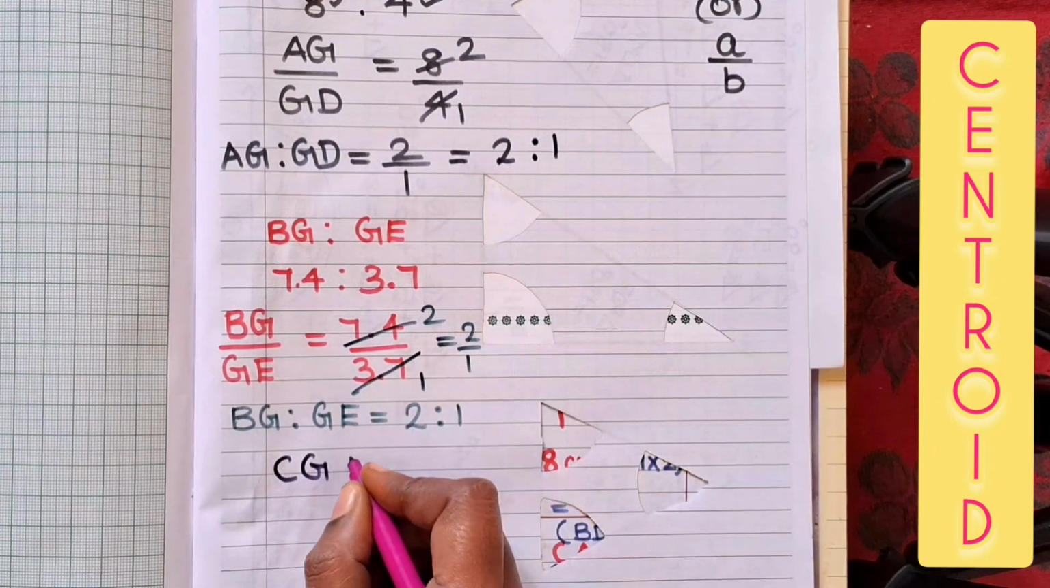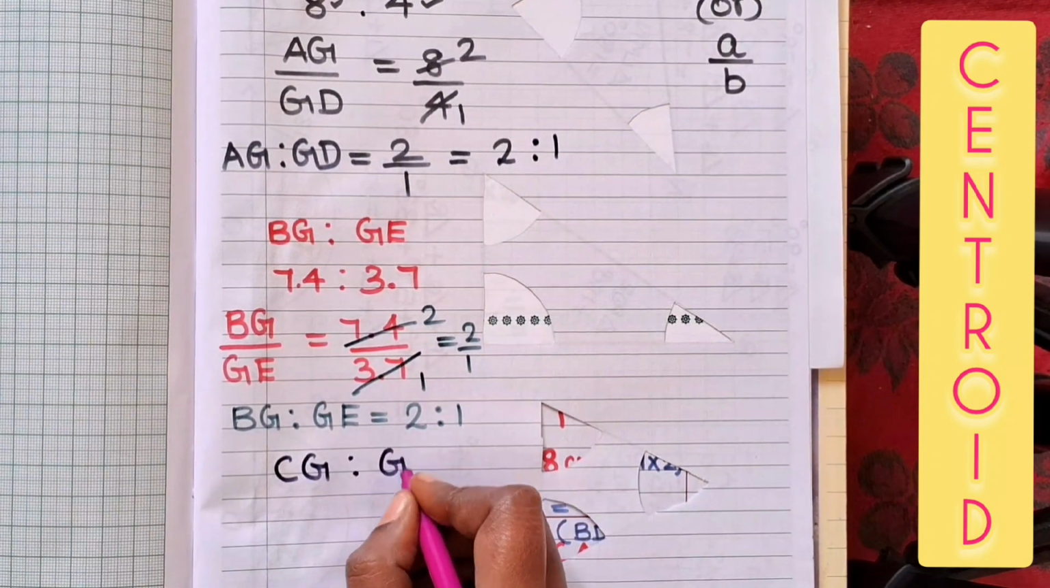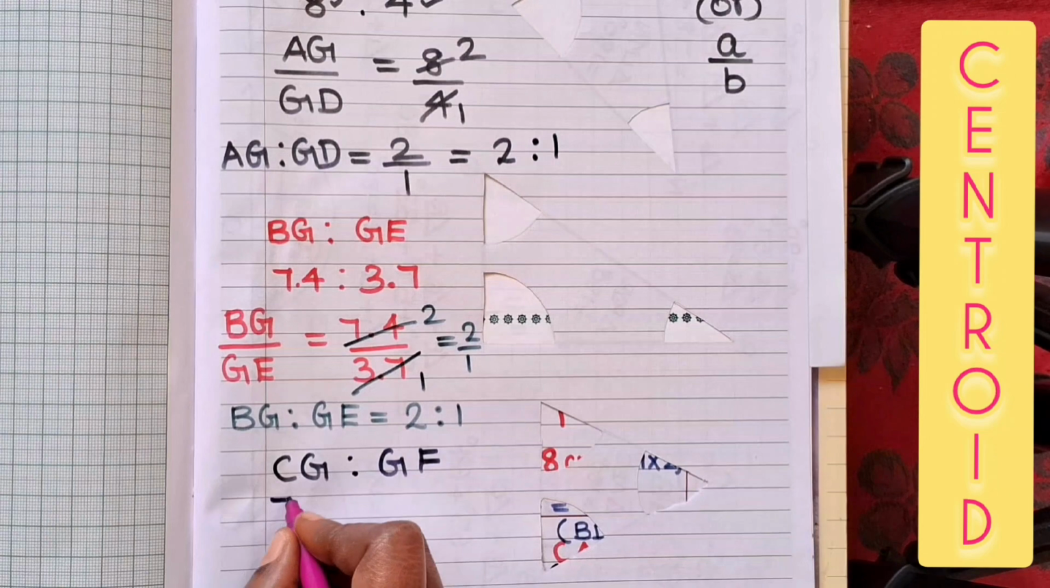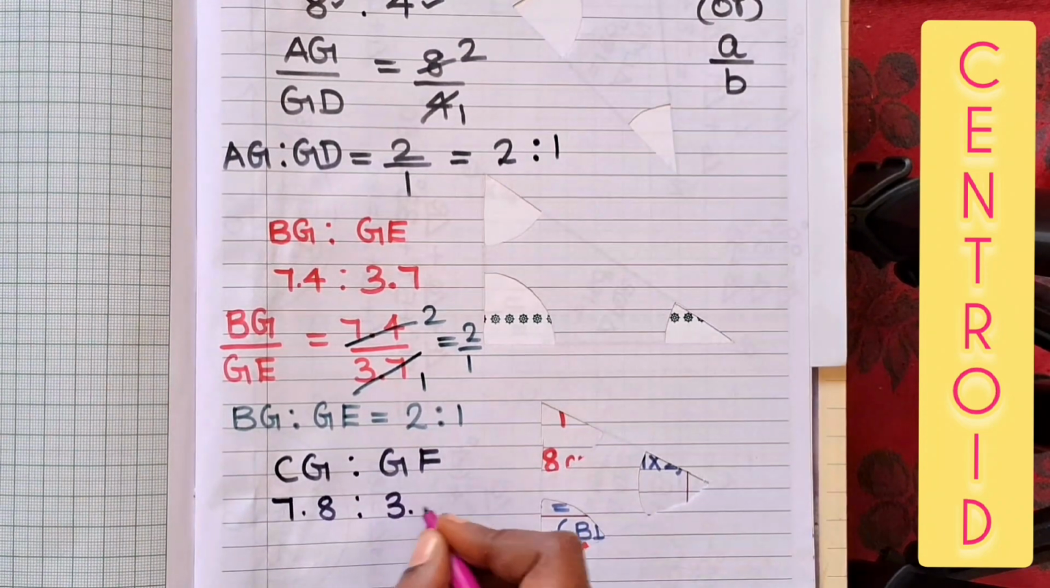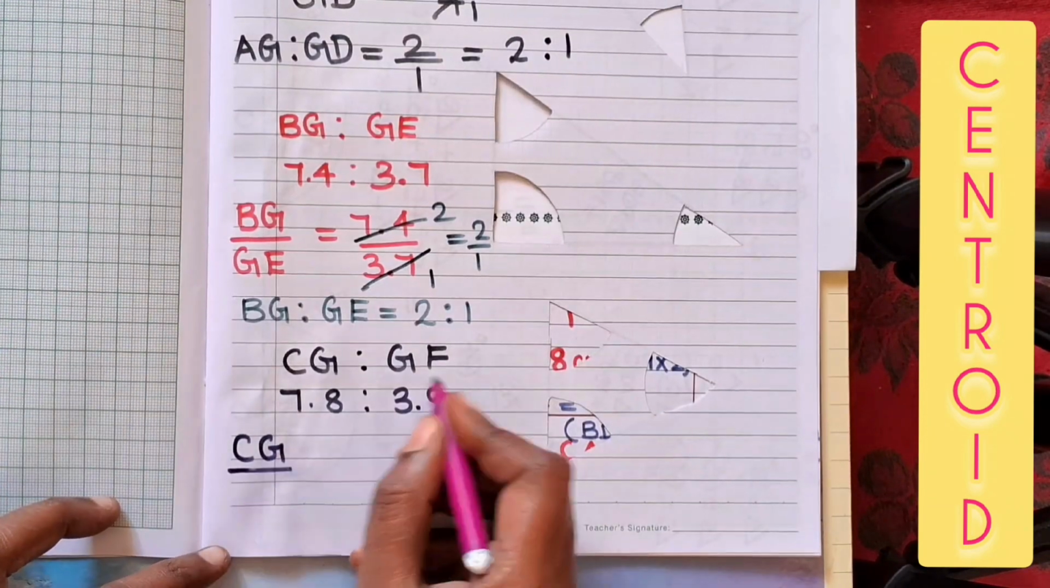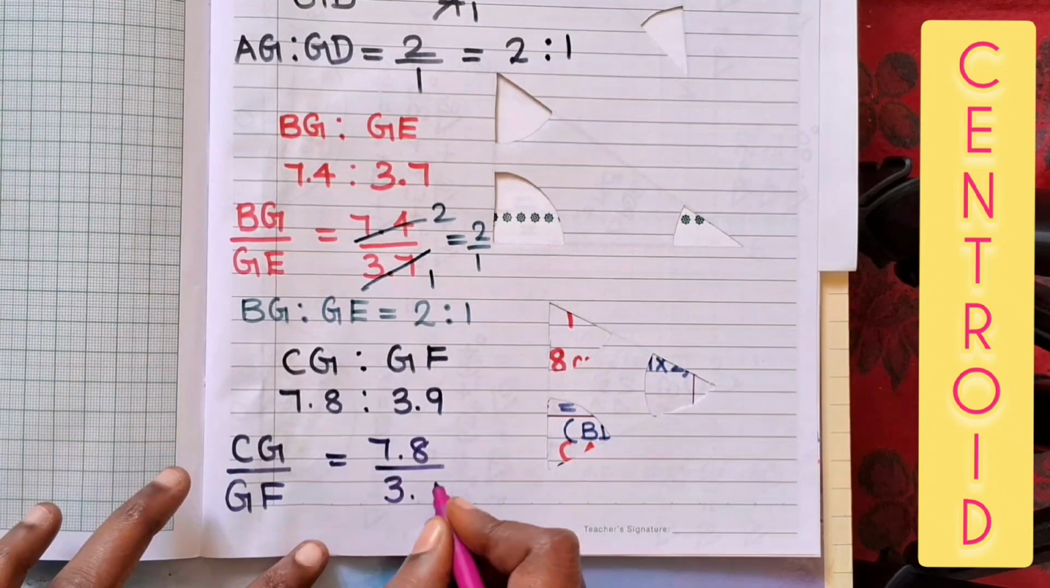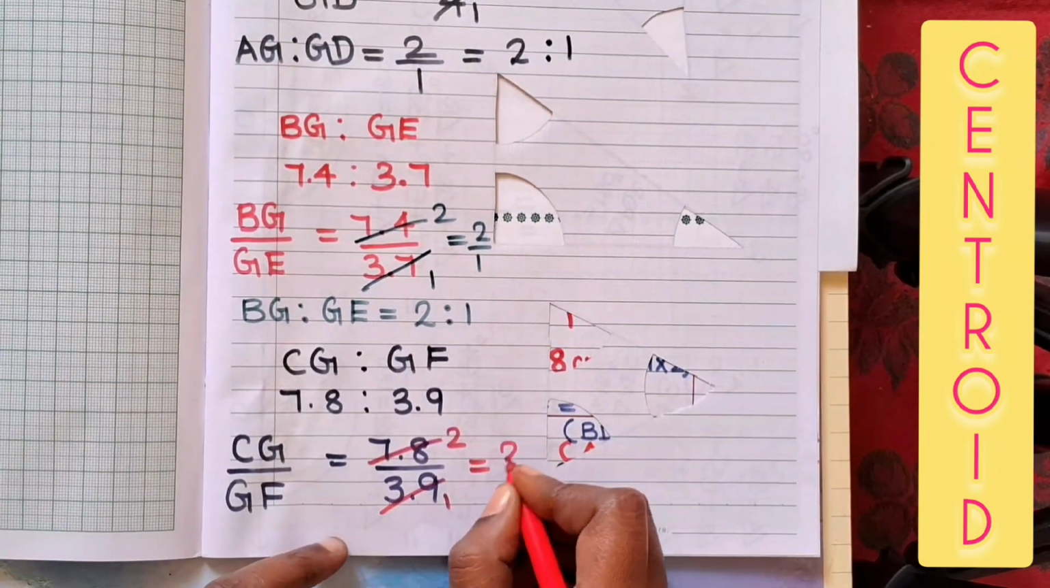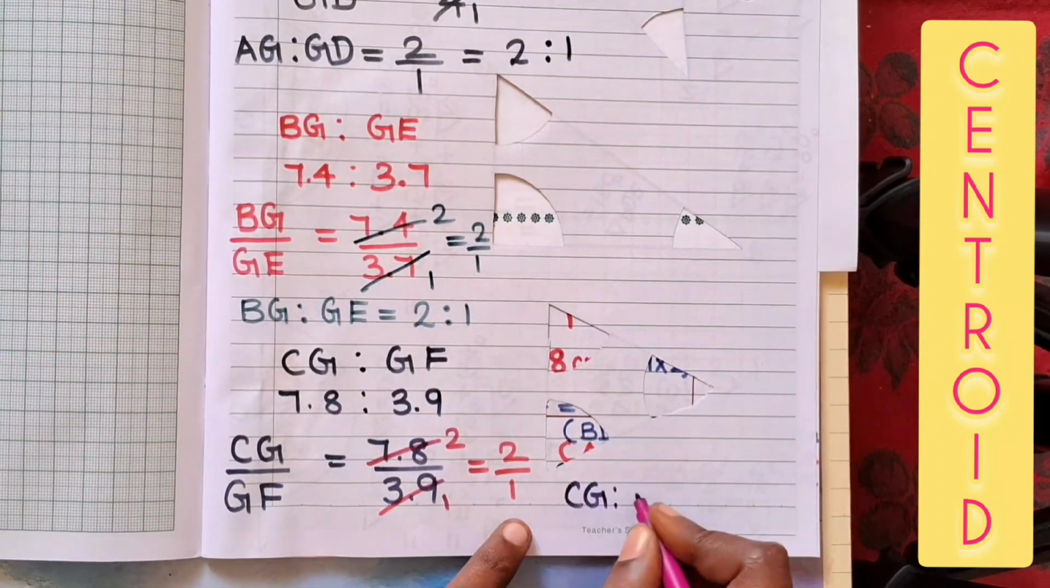We can also express the same in another way. CG is to GF can be written as CG by GF, which equals 7.8 by 3.9. When you simplify it, you will get 2 by 1. So CG is to GF equals 2 is to 1.